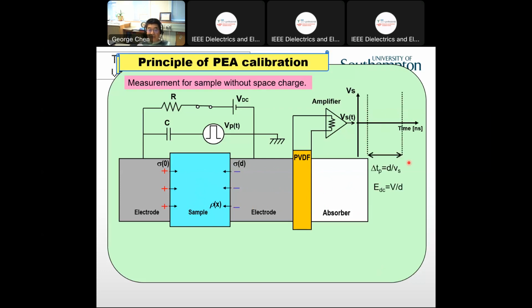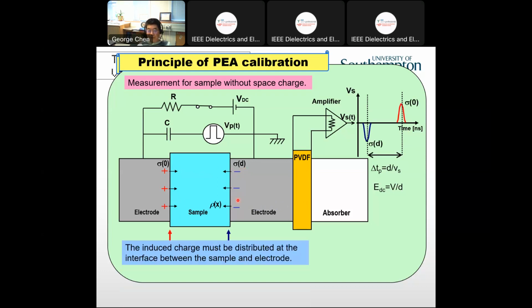And in the case where there's no space charge in the middle, we can also apply the DC field to produce charge on the two electrodes. And then again, we'll be able to apply the pulse field and form this acoustic wave, moving towards the sensor, and then obtain this measurement.